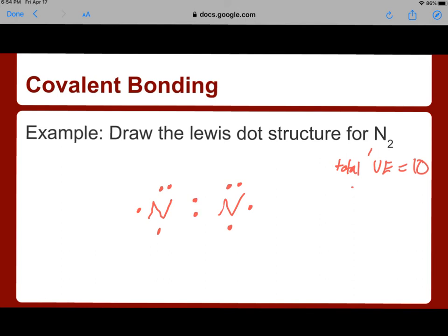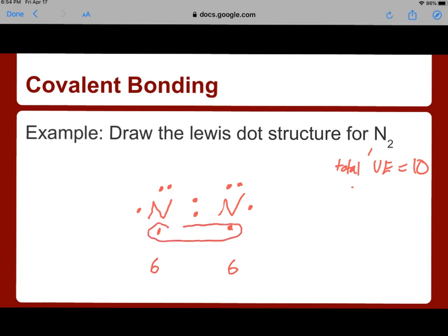So there's a shared pair, and then I'm going to count how many valence electrons my nitrogens have. The nitrogen on the left has 1, 2, 3, 4, 5, 6 valence electrons right now. And the nitrogen on the right also has 6. So that's not 8, right? This structure is not done because of the octet rule. They want 8, not 6. So what I'm going to need to do now is share some more electrons. We need more shared pairs.